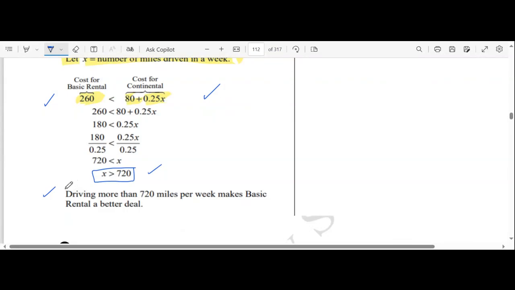So let's read what's written here. Can you please read? Driving more than 720 miles per week makes Basic Rental a better deal. So if you drive more than 720 miles per week, the Basic, how much is the Basic? 260, is a better deal than the Continental. Is this clear? Any questions?